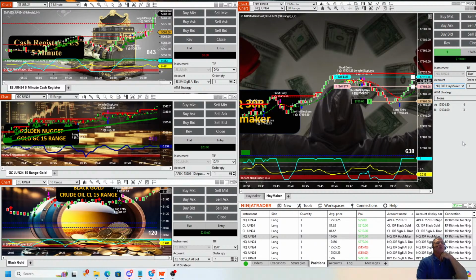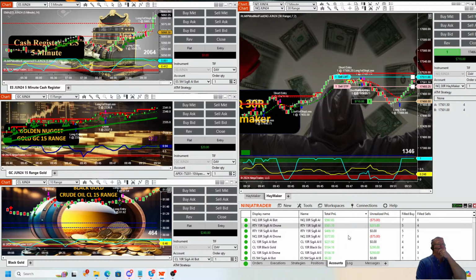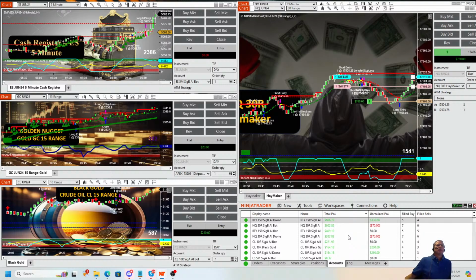It's in my profit window now. Well, I have the trailing stop as well, so we're going to make a nice profit on this trade, whether or not it goes all the way. The haymaker is really one of our most exciting strategies.